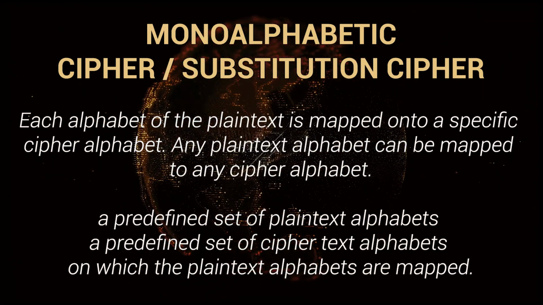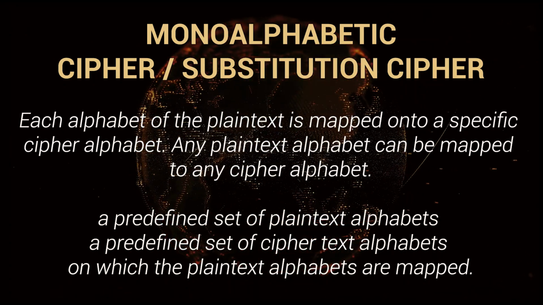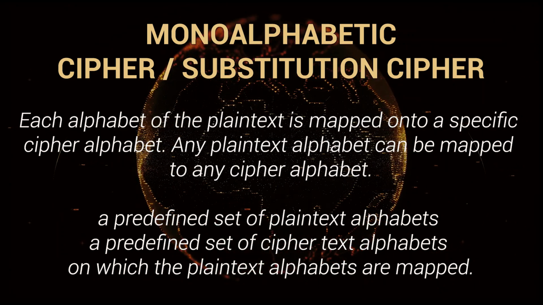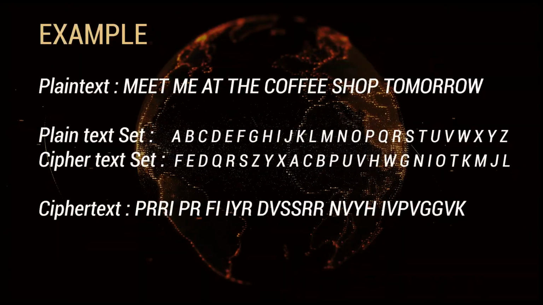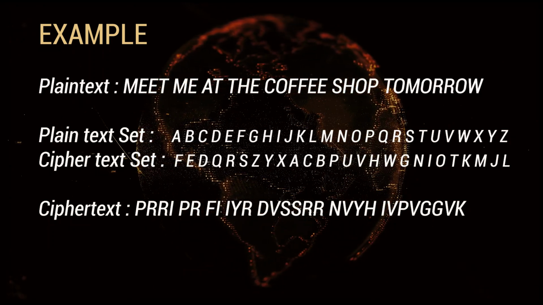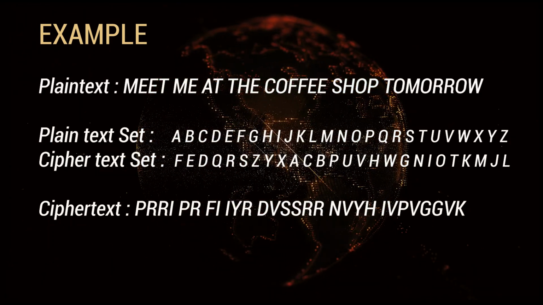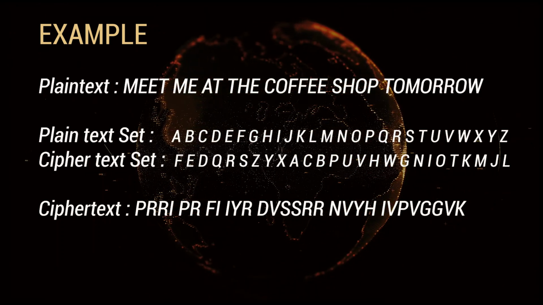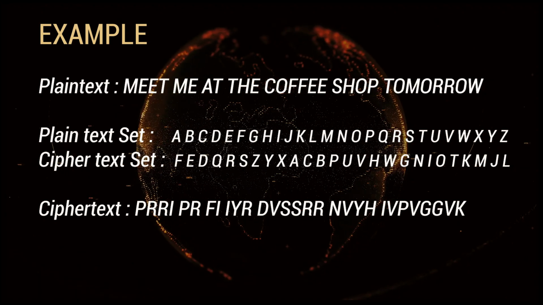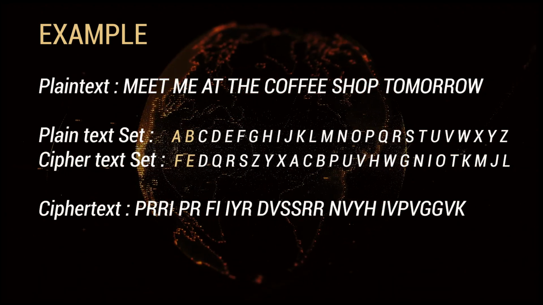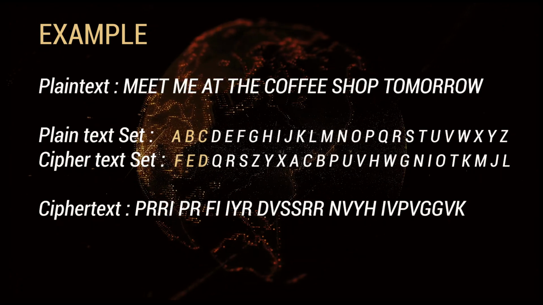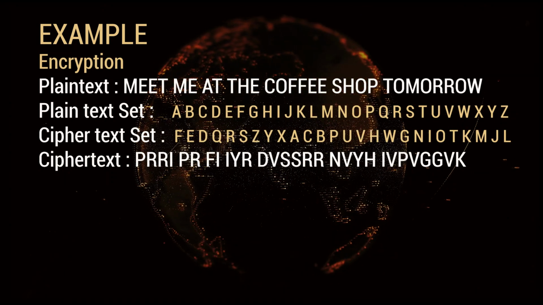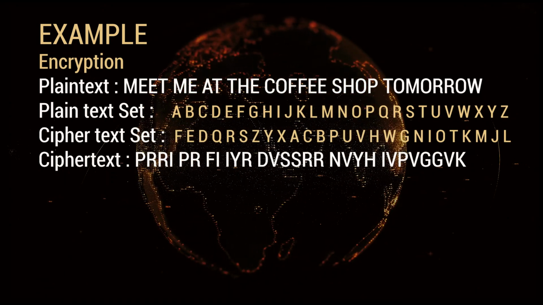To use monoalphabetic cipher, you need to have a predefined set of plaintext alphabets and a predefined set of ciphertext alphabets, on which the plaintext alphabets are mapped. Let me demonstrate with an example. Suppose my plaintext is "Meet me at the coffee shop tomorrow," and my plaintext alphabet set and cipher alphabet set is as follows. A corresponds to F, B corresponds to E, C corresponds to D, and similarly till Z corresponds to L.